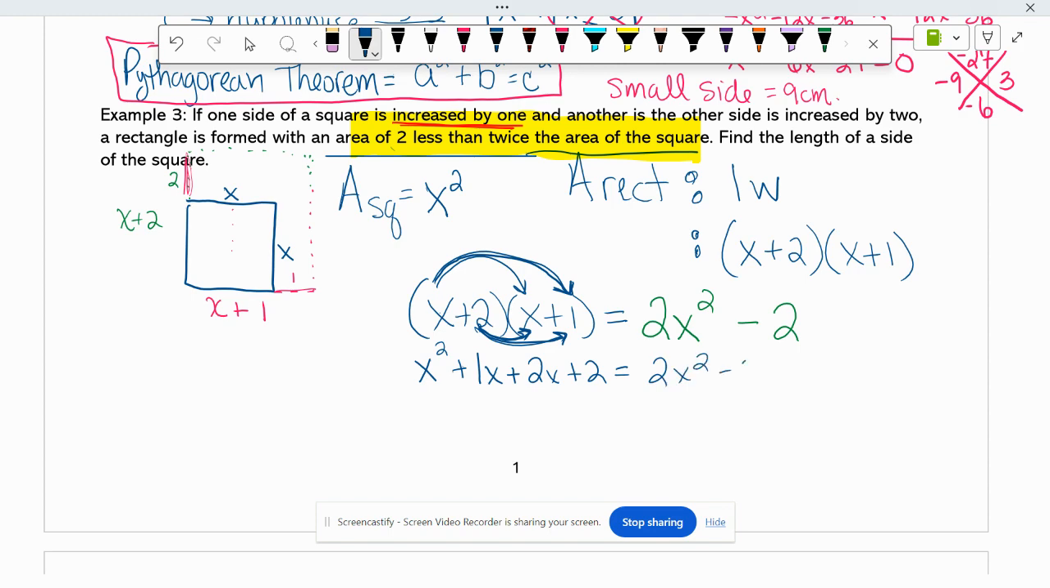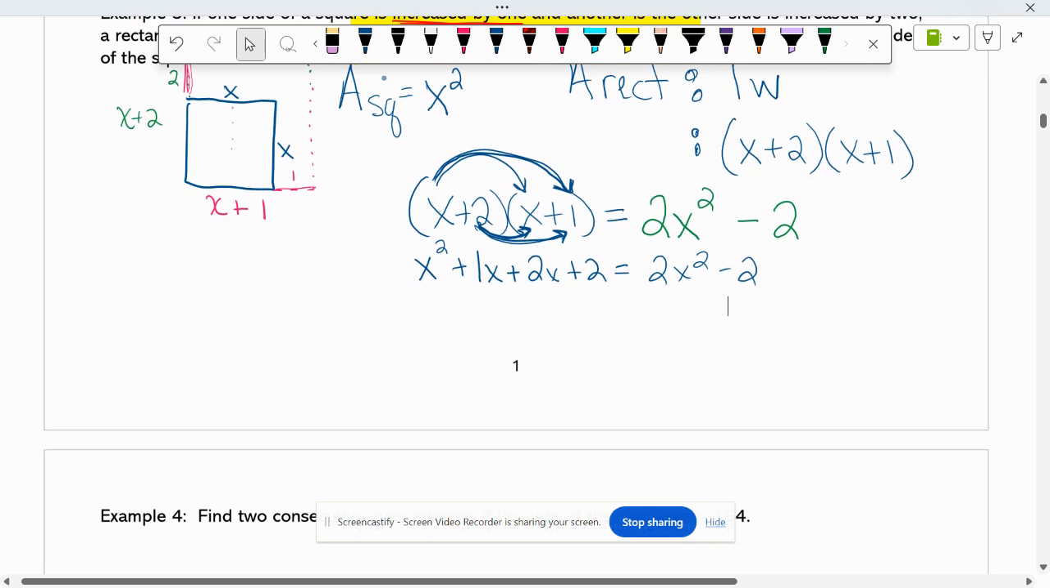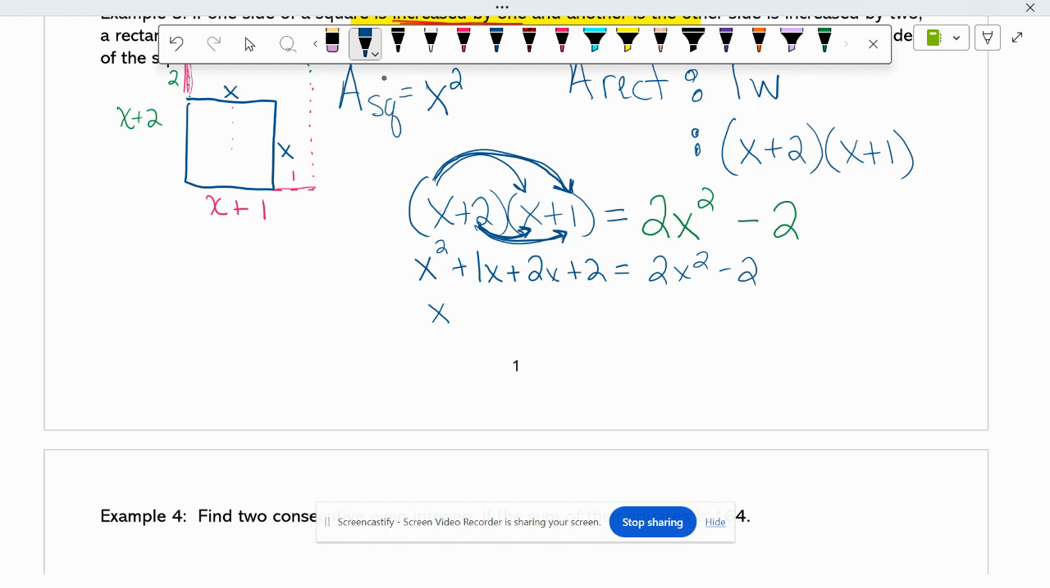Equals the stuff on the right: 2x squared minus 2. Okay, let's simplify the left side. What are the things that I can combine as like terms? Okay, so x squared plus 1x and 2x is 3x, plus 2 equals 2x squared minus 2.